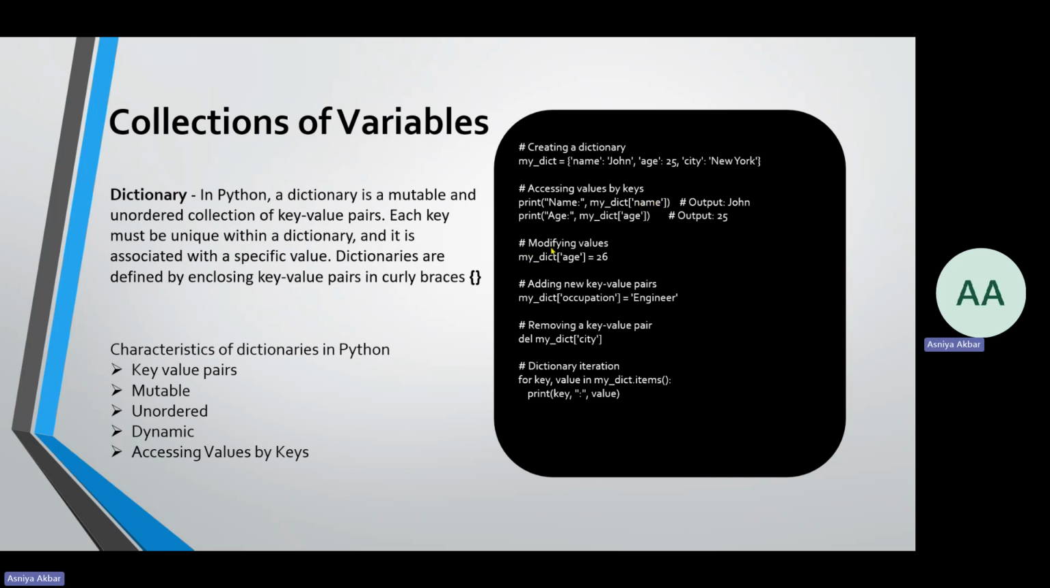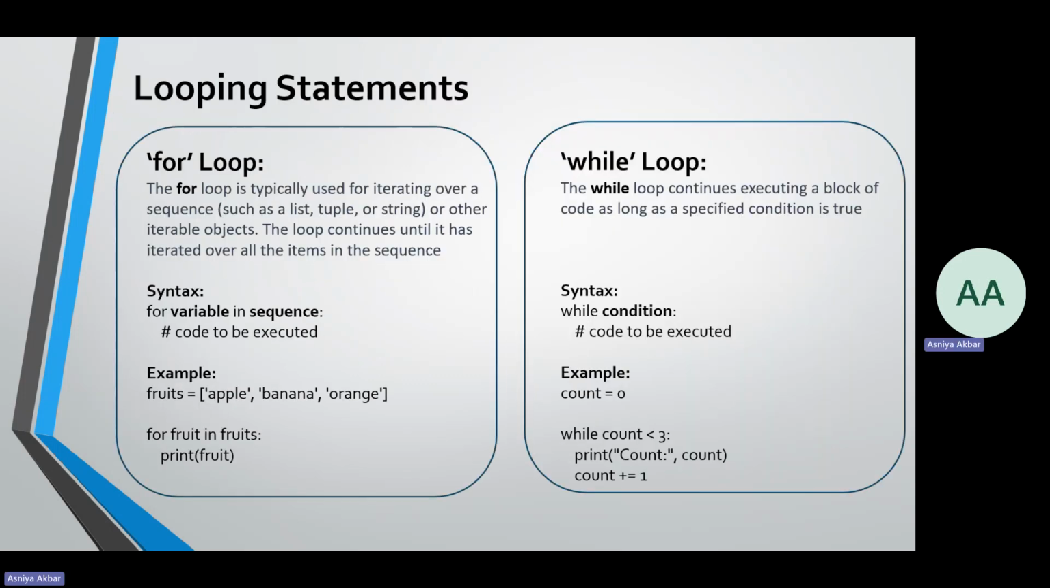You can modify it using the dictionary name, give the key, and then modify its value. You can even add new key value pairs by giving the name of the dictionary and giving a new key value pair. You can remove one using the DEL method or the discard method. You can also iterate over the dictionary using a method called items, which is going to return a list with a tuple as a key and value pair. And then next up we have looping.